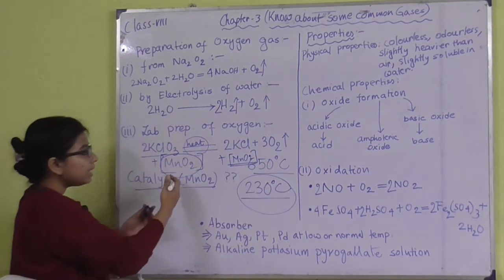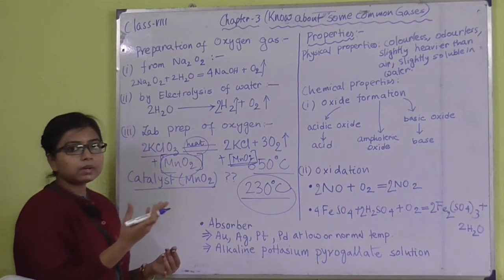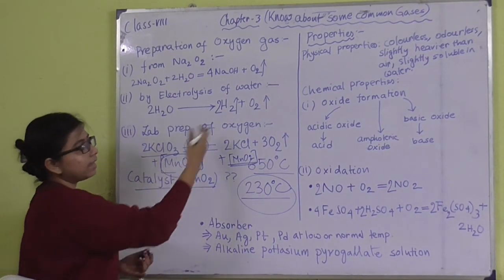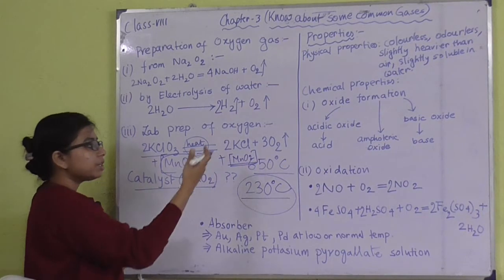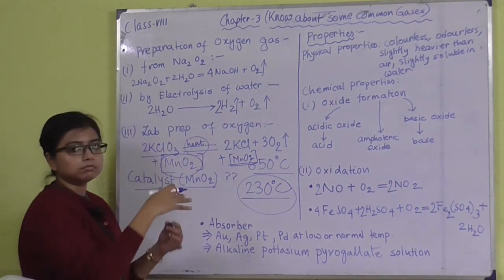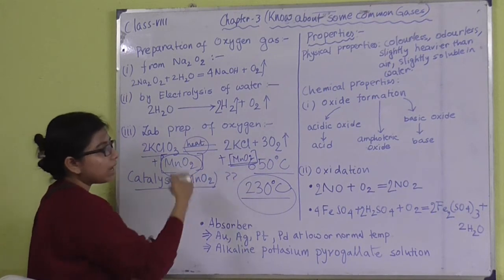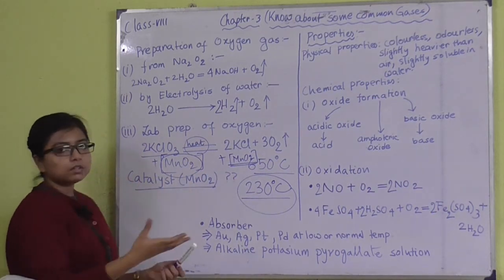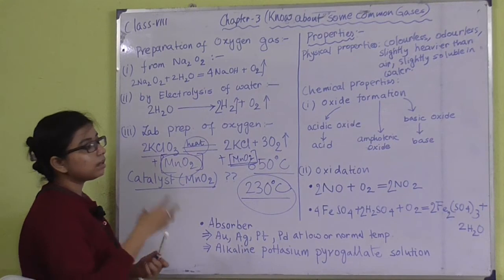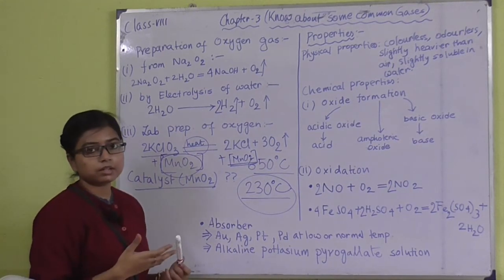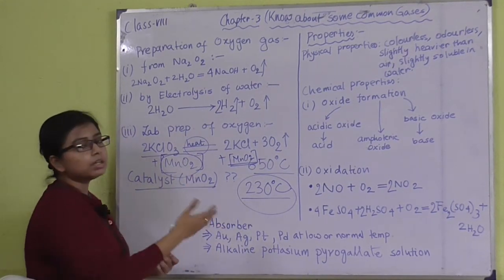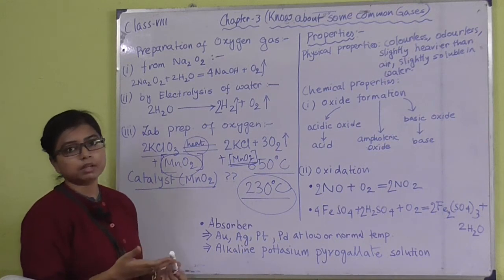That means, if I take, suppose, 2 gram of manganese dioxide, at the end of the whole process I shall get the same thing, that is 2 gram of MnO2. This is the magic of a catalyst, that it can make the reaction rate faster, but it does not take part in the chemical process.